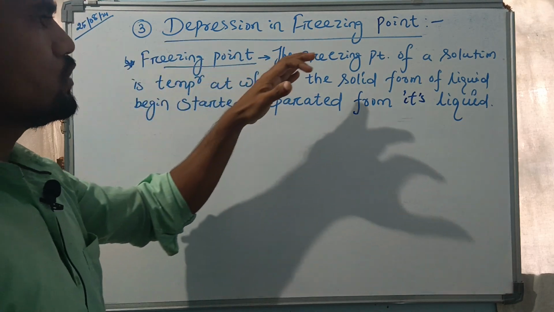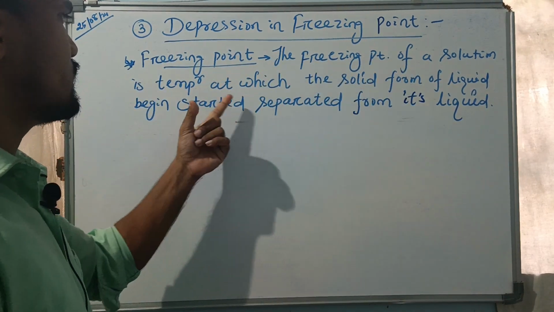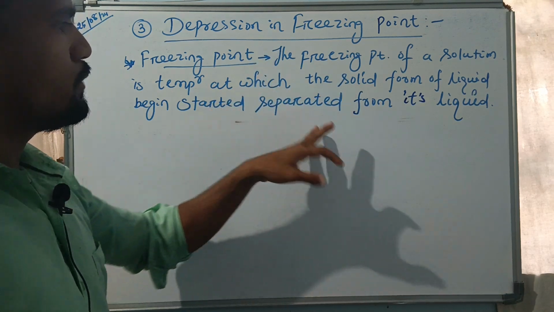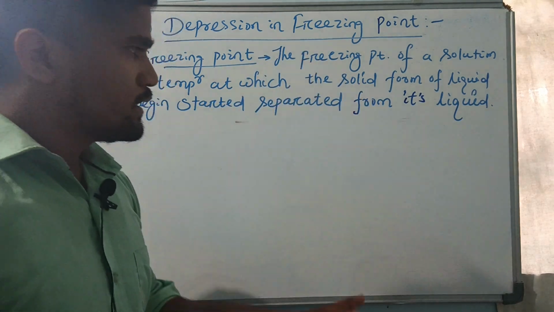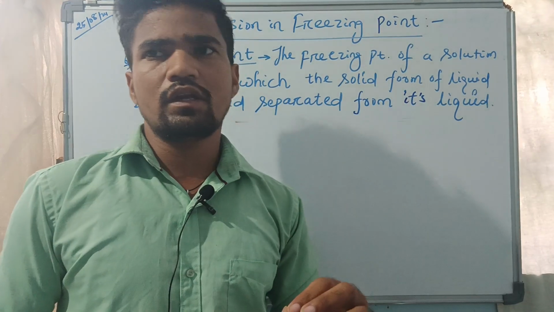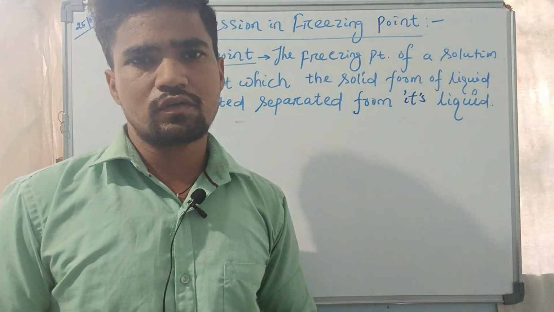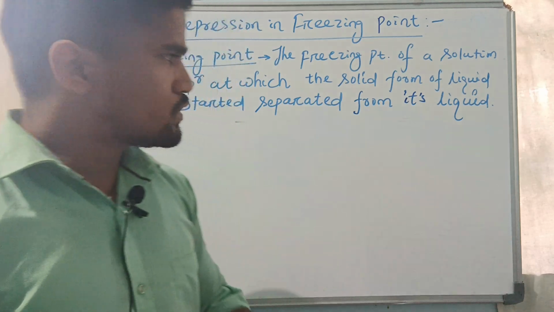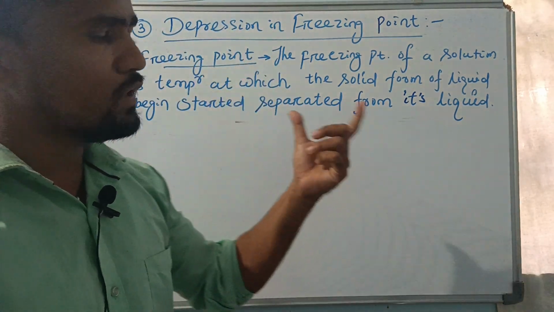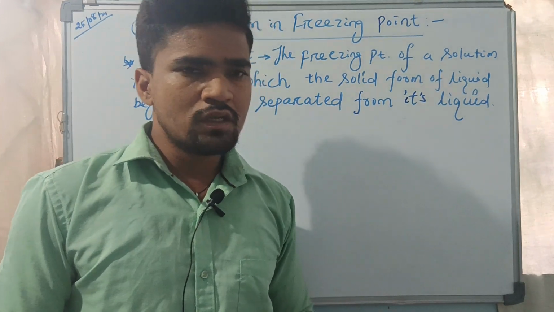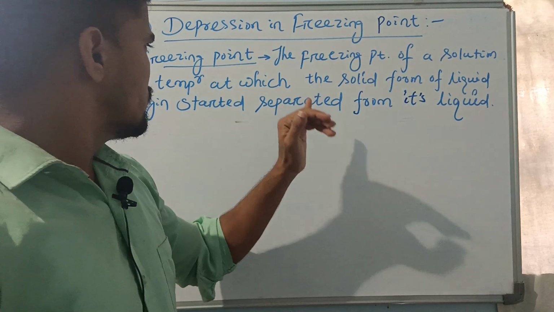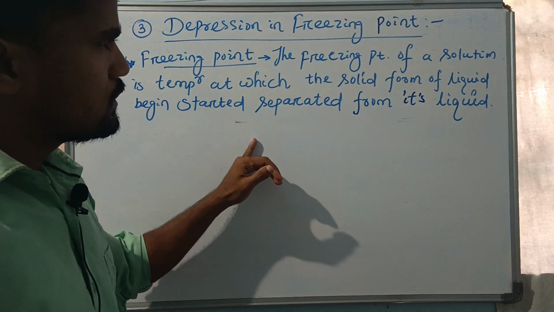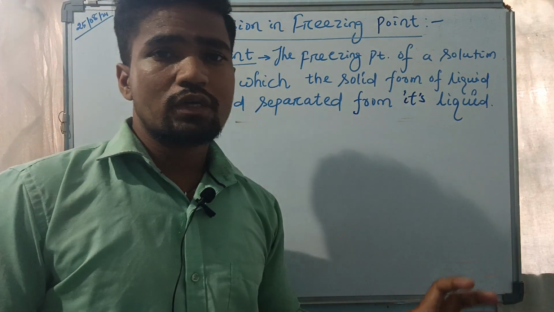Initially we have to discuss that the freezing point of a solution is the temperature at which the solid form of a liquid begins to separate from its liquid. That means the solid must separate from the liquid at a particular temperature, and that is called the freezing point. So what do you mean by the freezing point of a solution? The solution at which its vapor pressure also decreases.